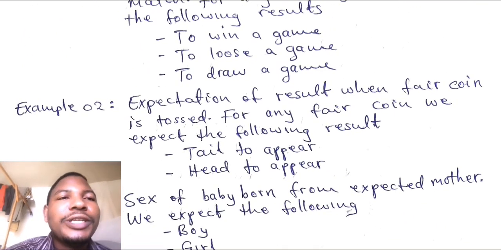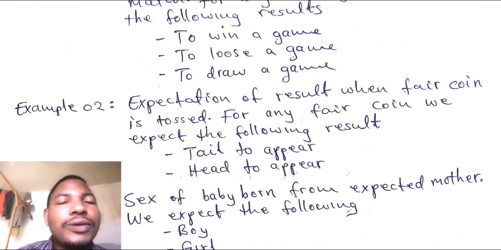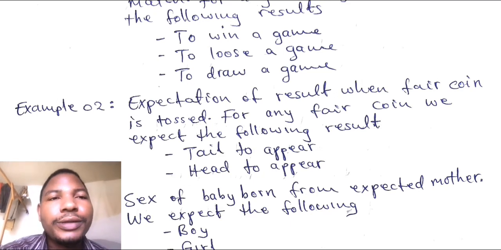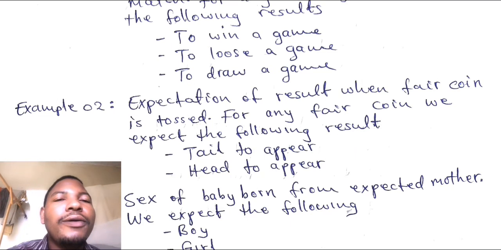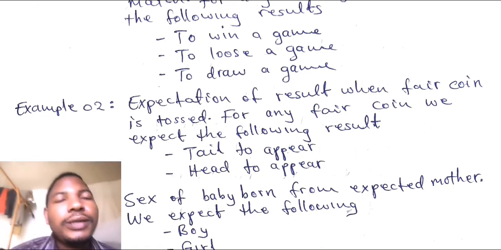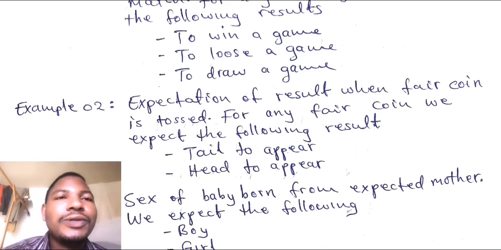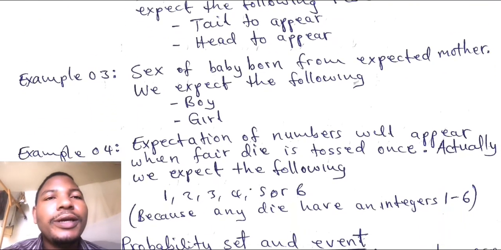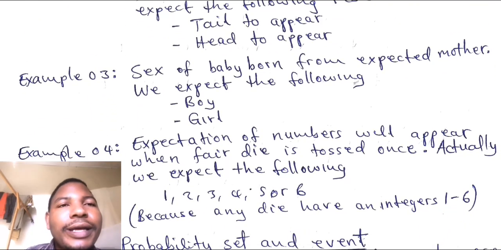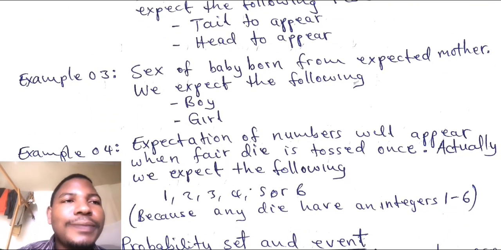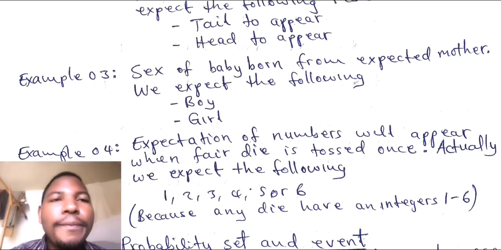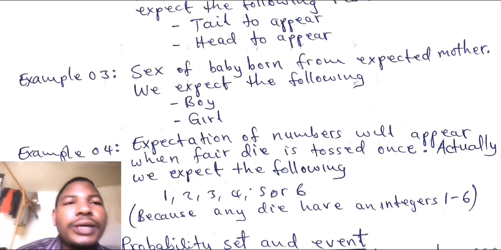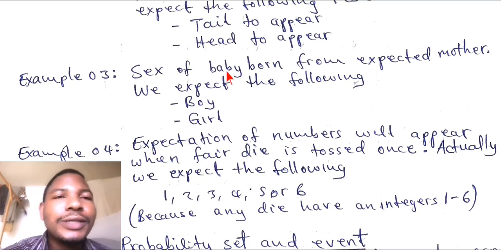Also, expectation of the result when a fair coin is tossed. When you toss any fair coin, you expect only two things: either head will appear or tail will appear, and not otherwise. That is expectation, which we are going to discuss in probability. And also, there's the sex of a baby born from the expectant mother. From the expectant mother, we expect either boy or girl, and not otherwise. So this is expectation also.